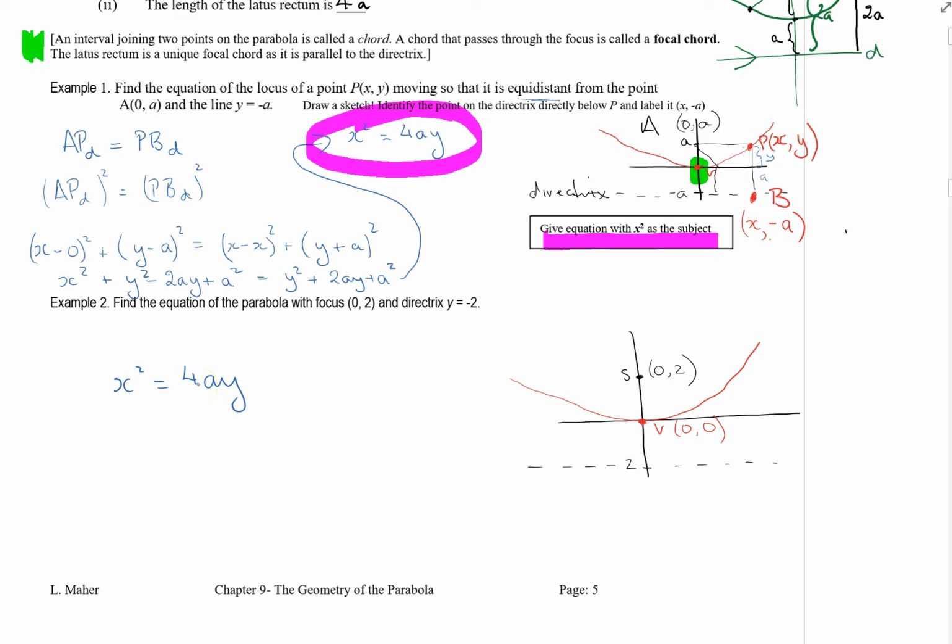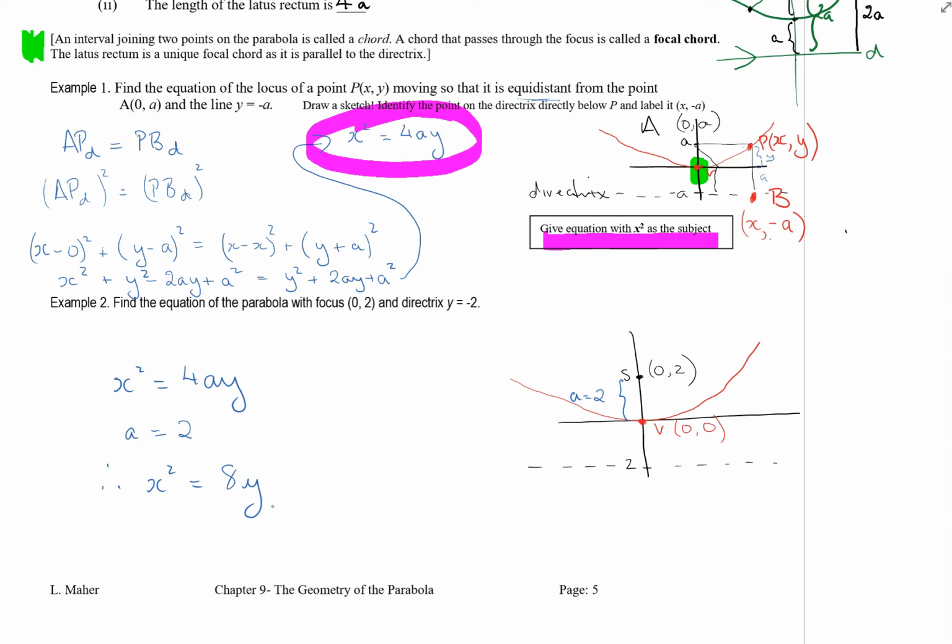From the diagram, the value of a, I can clearly see, is going to be equal to 2 because it's the distance between the vertex and the focus. It won't always be the y-ordinate of the focus, because there'll be times when we move up and down the y-axis, or we move totally off the y-axis. But for now, we can see a is equal to 2 straight from the diagram. Therefore, the equation of that parabola is x squared equals 4 times a, 4 times 2 is 8y, and we leave it at that.